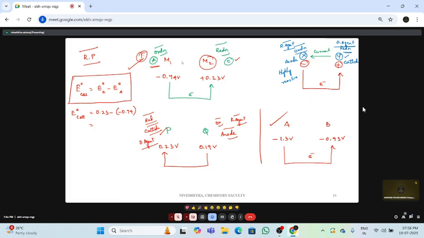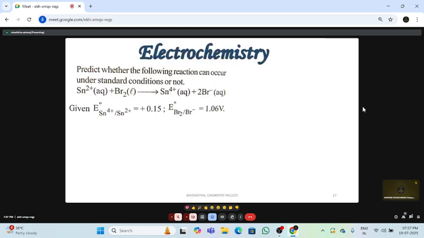Fine. So now the numerical is... Can anyone please read out this question? Predict whether the following reaction can occur under standard condition or not. Okay.